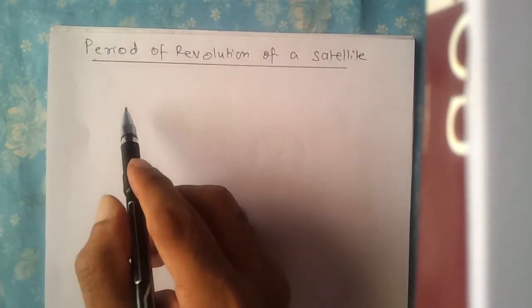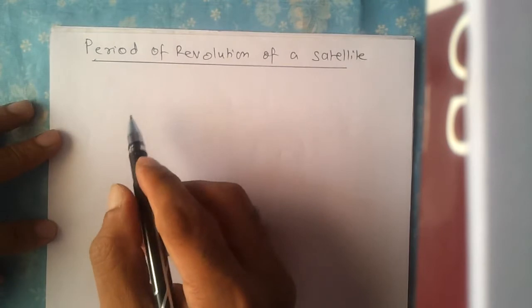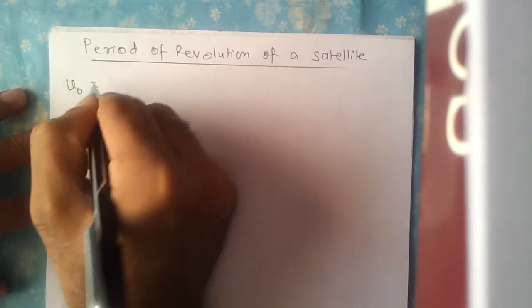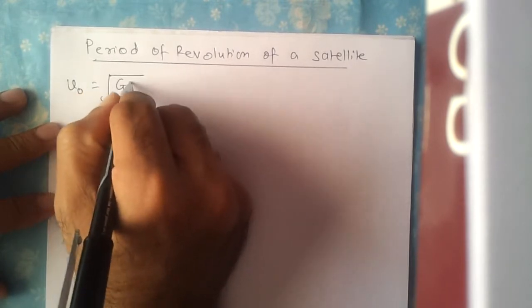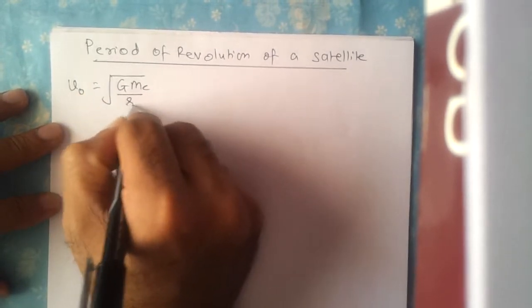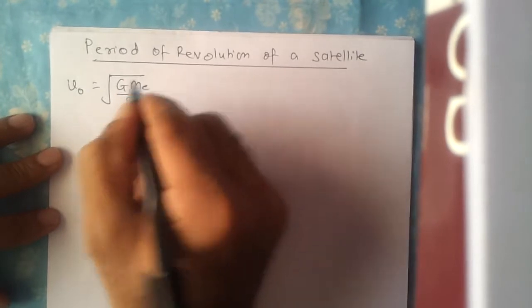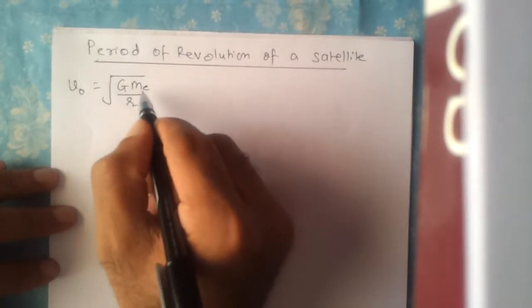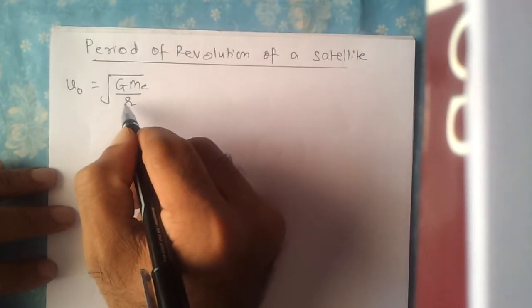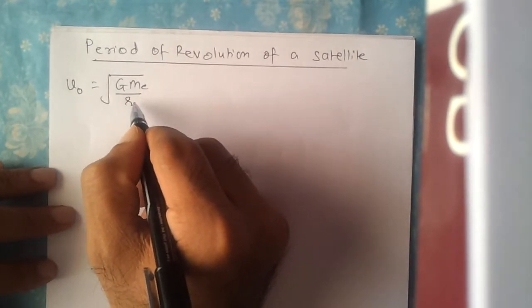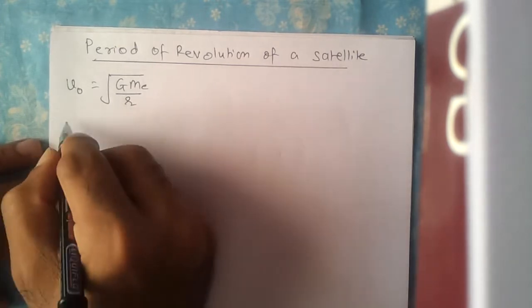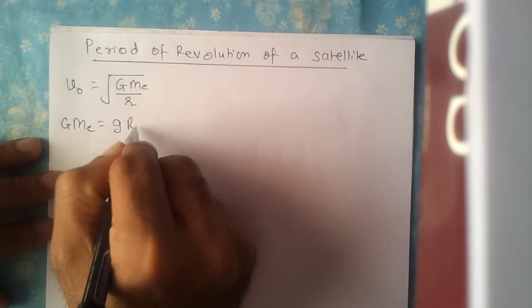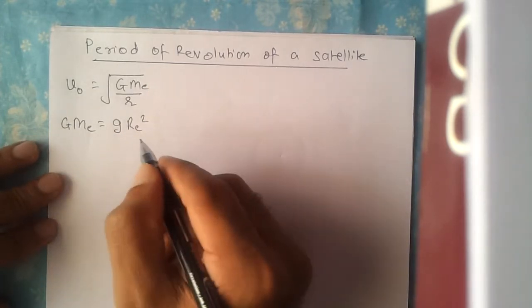In the previous video, we obtained an expression for the orbital speed of a satellite, and the equation that we got was v0 is equal to square root of GM_e upon r, right? G is the universal gravitational constant, M_e is the mass of the Earth, and r is the distance between the center of the Earth and the satellite. So this was the expression that we got. The other expression that we used was GM_e is equal to gR_e squared. Right? This is another expression that we used.